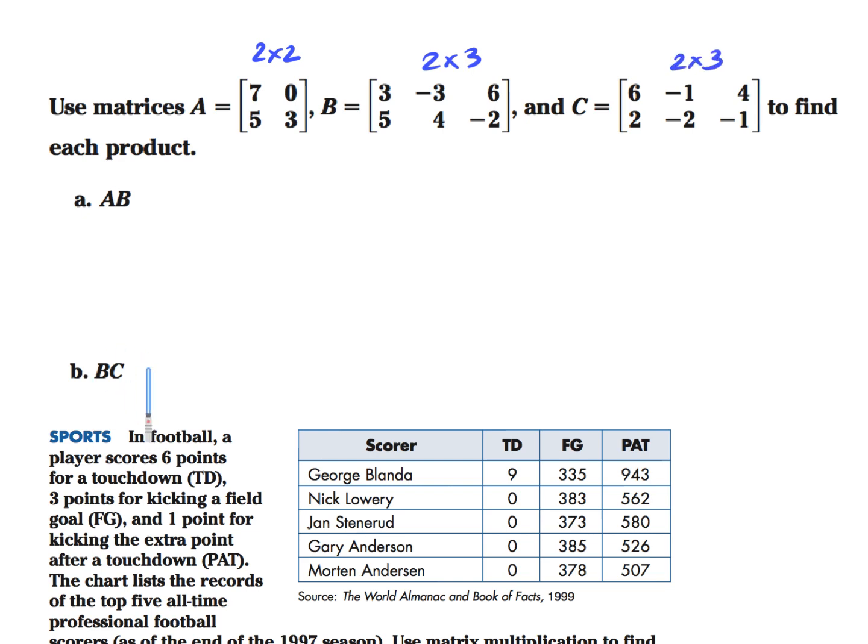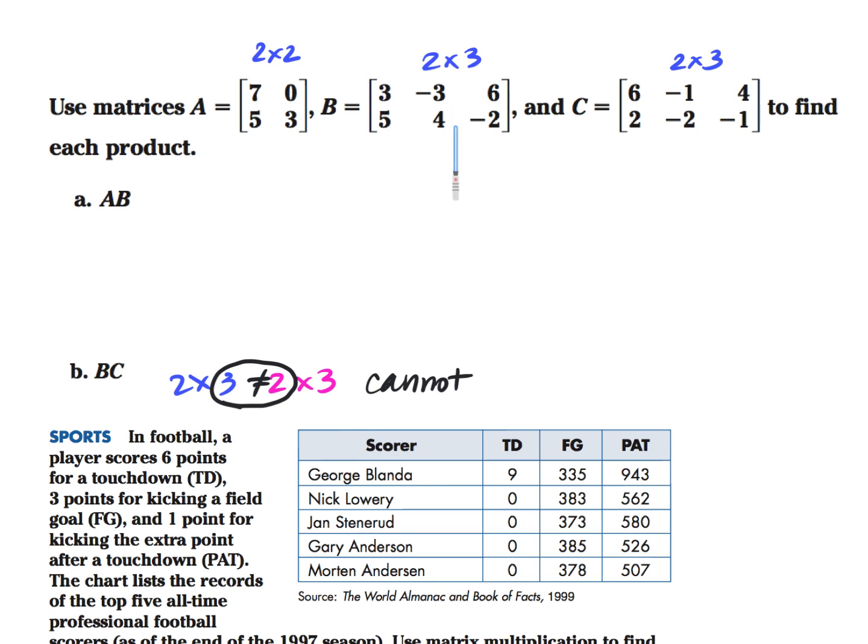Let's start with this B times C. The order that you write these must be the exact order they give to you, so I can't write C times B. Since they want B times C, I've got to put B first. Do you agree B is a 2 by 3? Yes. And C is also a 2 by 3. With multiplying, we always look at these middle numbers. If they match, we're good. If they don't match, we cannot multiply them.